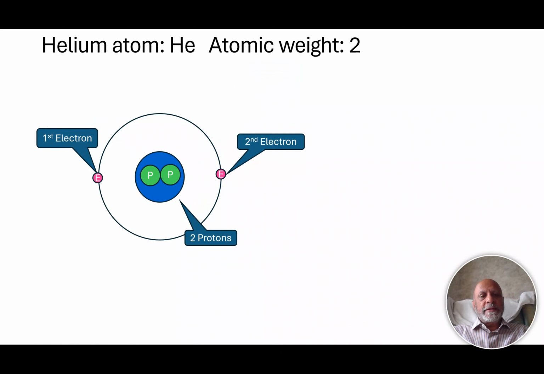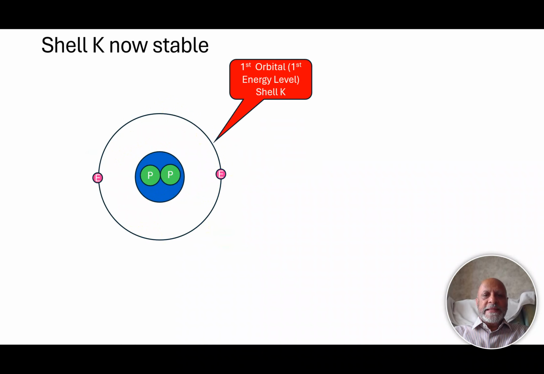So now let's go to helium. So another proton has been added into the nucleus, and a second electron has been inserted into the same shell, the same orbital. So that means now the shell K is stable, which I will explain to you at the end what that means.